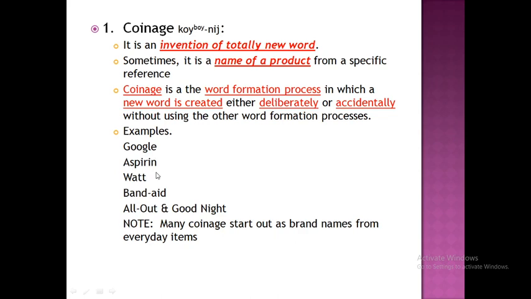Aspirin is the name of a drug, but it has become a word now to refer to that medicine which helps to dilute the blood. Xerox too has become a word, bandit too has become a word, and All Out in India has become a word now as the device which helps you keep the mosquitoes away from a room or area. We ask a relative, a shopkeeper, do you have an all out? Do you have a good night? This is not just a reference. This is a name which they call. They never refer to a brand. So many coinages start out as brand names from everyday items.